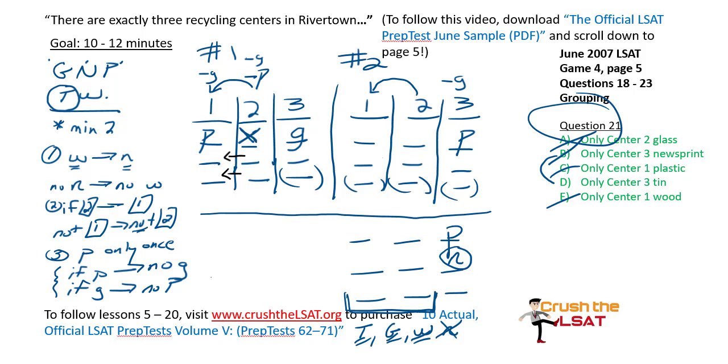But here it looks like that might actually be a little time saver. Let me cross out N and write T instead. Could it be true that T only appears in center 3? Well, let's take a look at what could be true.